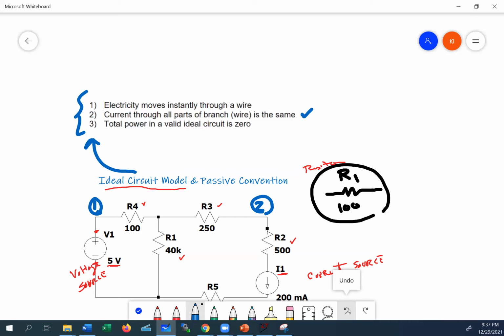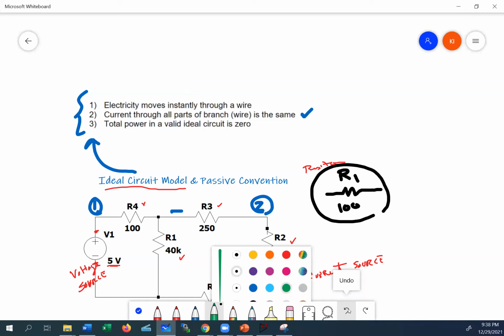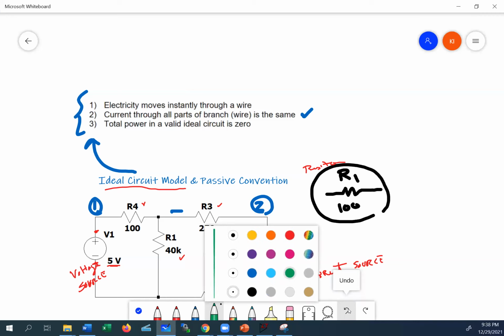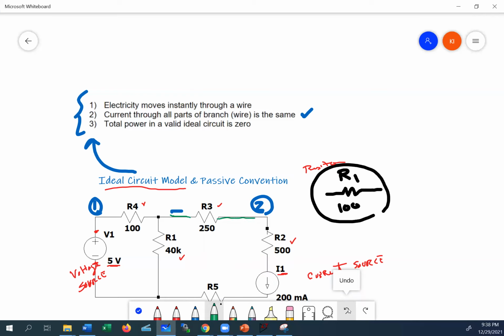That basically means that if this is a branch, let me make this a little bit smaller. Let me go to green. So this wire here, and here, is called a branch. Since this is all connected and is going through one device, this is called a branch or a wire connecting all of this.